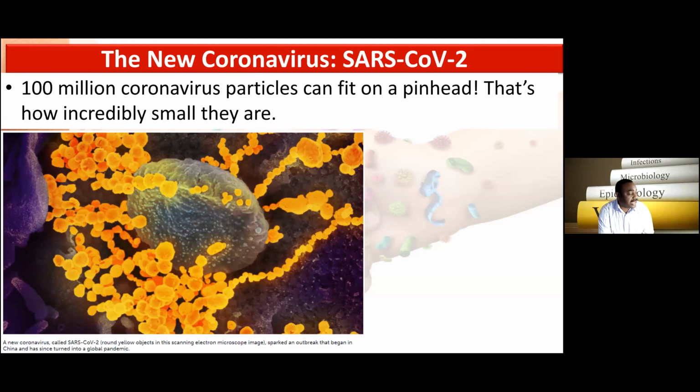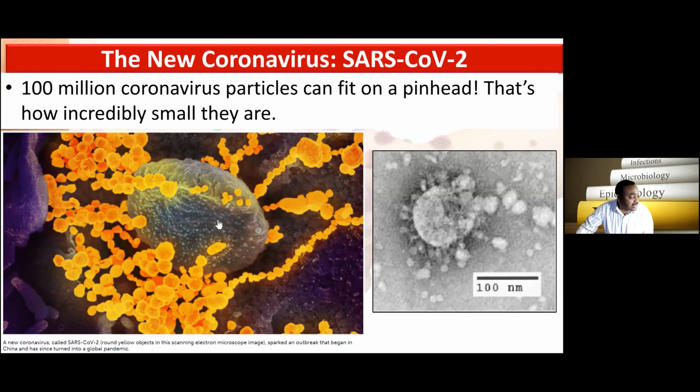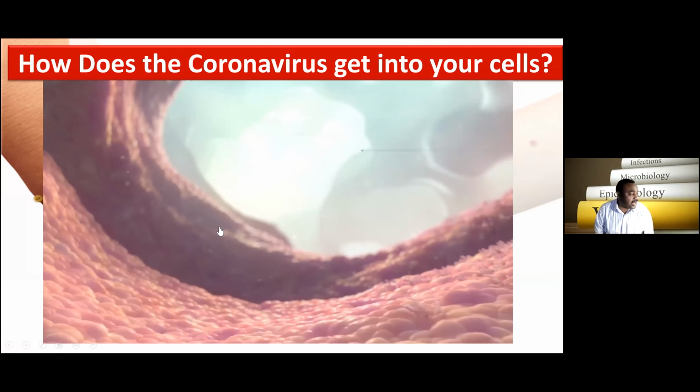So that's how tiny we're talking about, really, really small stuff. And so this again is an electron micrograph actually showing you the virus itself. So each of these little particles is a virus inside of a cell. That's a cell nucleus. You're seeing that blob in the middle. So that's a little bit of physiology.